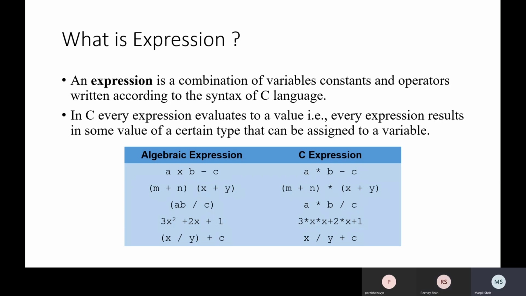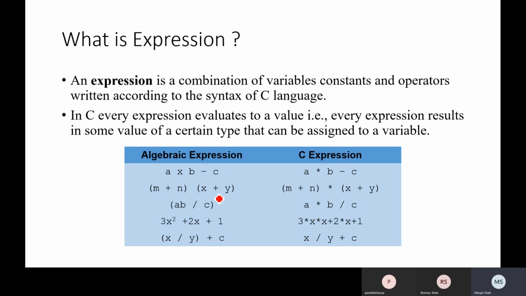In C, every expression evaluates to a value. Every expression results in some value of a certain type that can be assigned to a variable. So here the expression is, this is our mathematical expression, A multiplied by B minus C. That will be rewritten in the form of a C expression, that is A star B minus C. So star is used for multiplication. We need to change the expression like that.